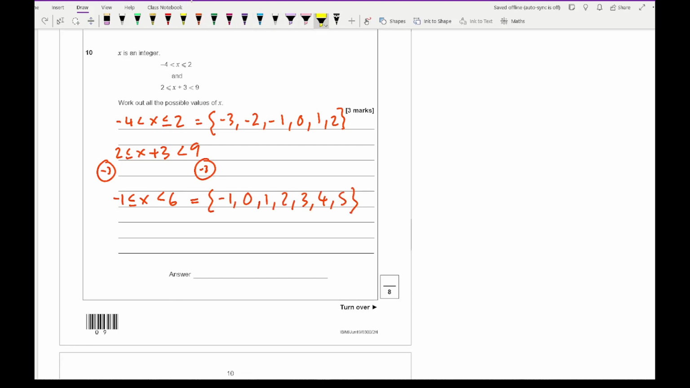So I've got minus 1 in both lists, I've got 0 in both lists, I've got 1 and 2. So the answer to this particular question is going to be minus 1, 0, 1 and 2. Now if you wanted to be fancy and write it as an inequality, that's absolutely fine. So you can write your answer like so. But as long as you've written that list of integers, that's going to be absolutely fine.